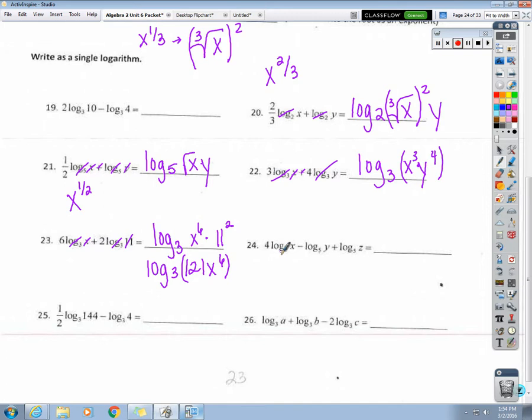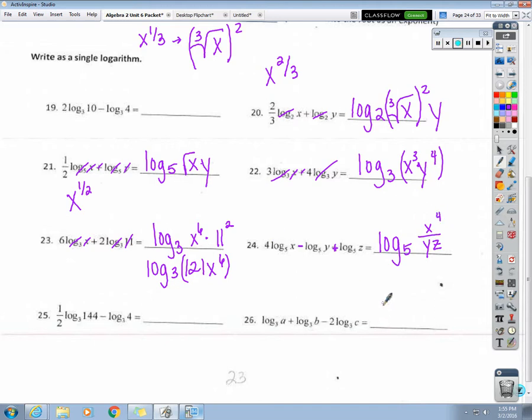Okay, number 24. This time we have 3 things. But when we write it as a single logarithm, that doesn't matter. You still write log base 5 one time. Now, you'll notice that there's a minus sign between the x and the y. What does that mean? Divide. But then between the y and the z, there's a plus sign, so you're multiplying those. Is there anything we didn't deal with? The x is to the 4th power.